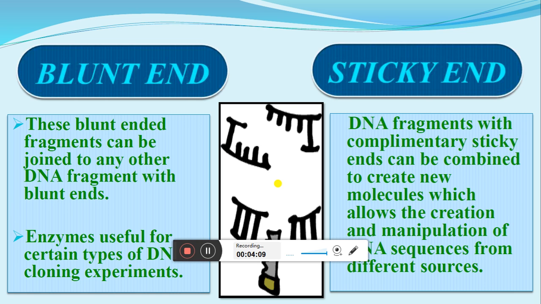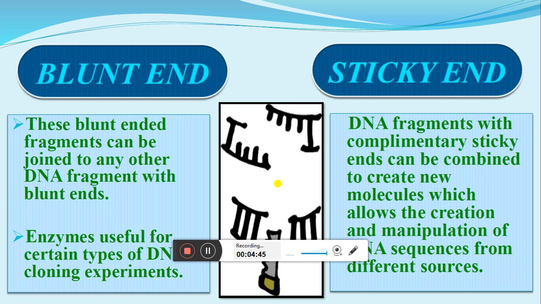Blunt ended fragments can be joined to any other DNA fragments with blunt ends. Certain enzymes are used in certain types of DNA cloning experiments, meaning blunt ends are also important in some types of cloning experiments. But the most useful ends are the sticky ends. DNA fragments with complementary sticky ends can be combined to create new molecules, which allows creation and manipulation of DNA sequences from different sources.